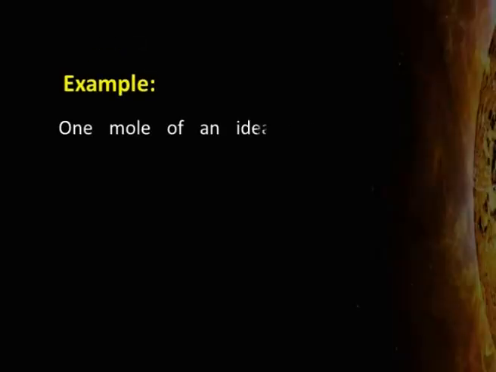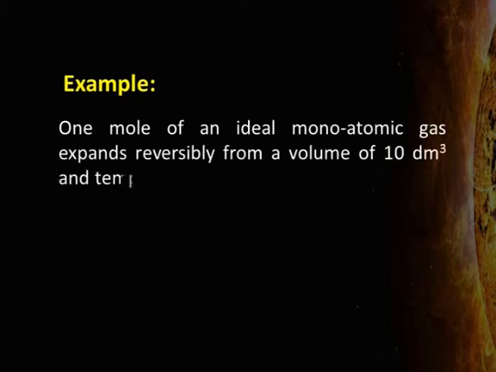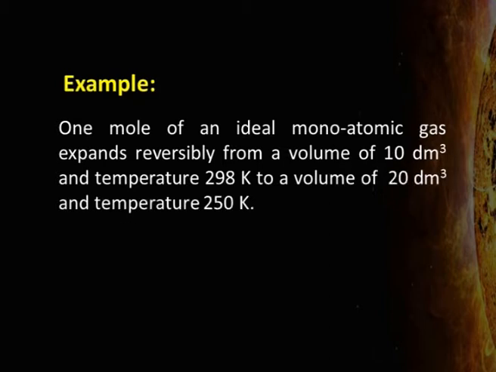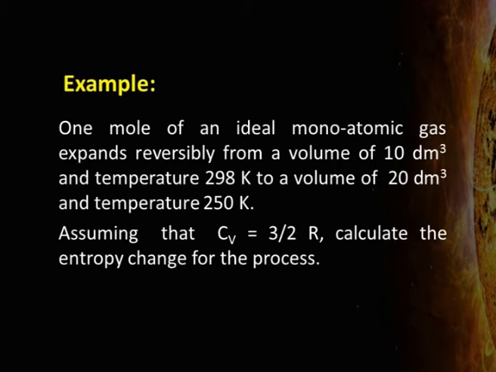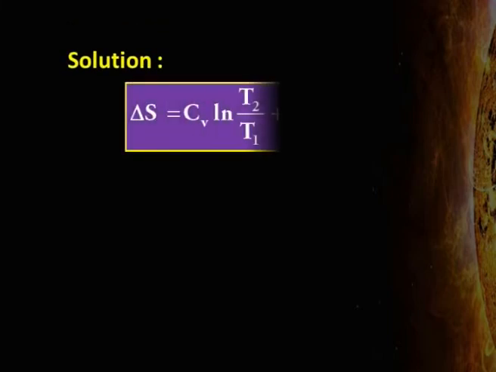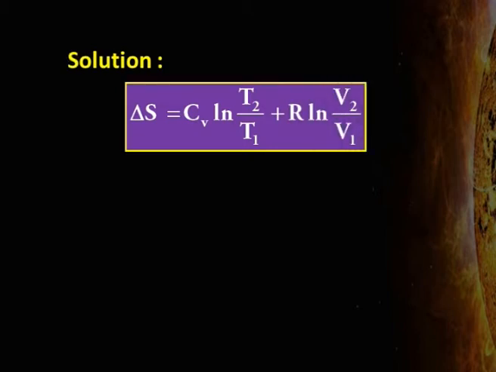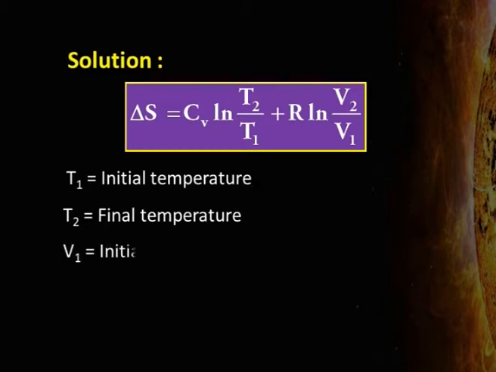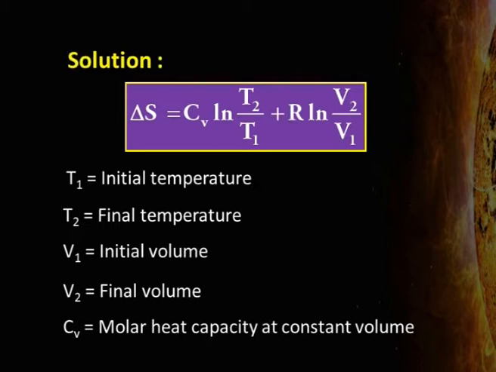Now we are going to discuss some examples when entropy change has to be calculated based on two variables. First one is: 1 mole of an ideal monoatomic gas expands reversibly from a volume of 10 decimeter cube and temperature 298 Kelvin to a volume of 20 decimeter cube and temperature 250 Kelvin. Assuming that Cv is equal to 3/2 R, calculate the entropy change for the process. You know that delta S is equal to Cv natural log of T2 upon T1 plus R natural log V2 upon V1. Here T1 and T2 are initial and final temperatures, V1 and V2 are initial and final volumes, and Cv is the molar heat capacity at constant volume.